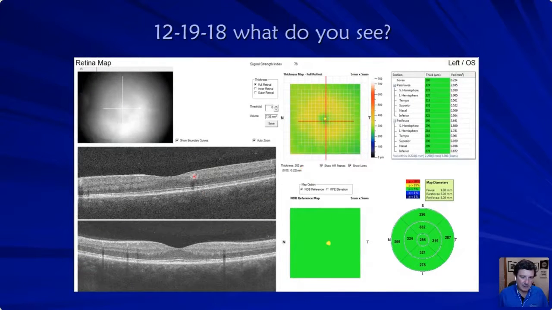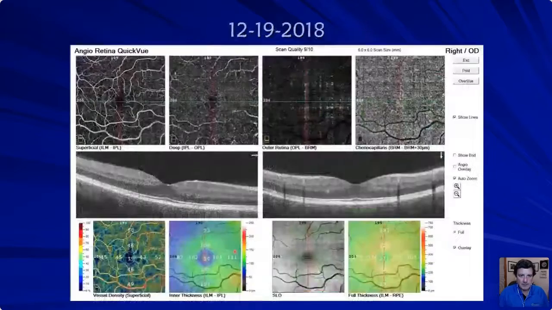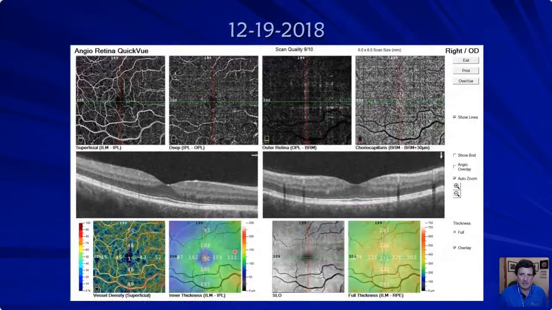Some exudate or hemorrhage right here, blocking that signal. This is not photoreceptor dropout. It's just the signal is not strong enough to pick that up. Down there, scanning across, seeing a little distortions in this patient with diabetes. Now we come up here and we take a look at the scan. Choriocapillaris looks good. The photoreceptors look good. This is not where diabetes is.